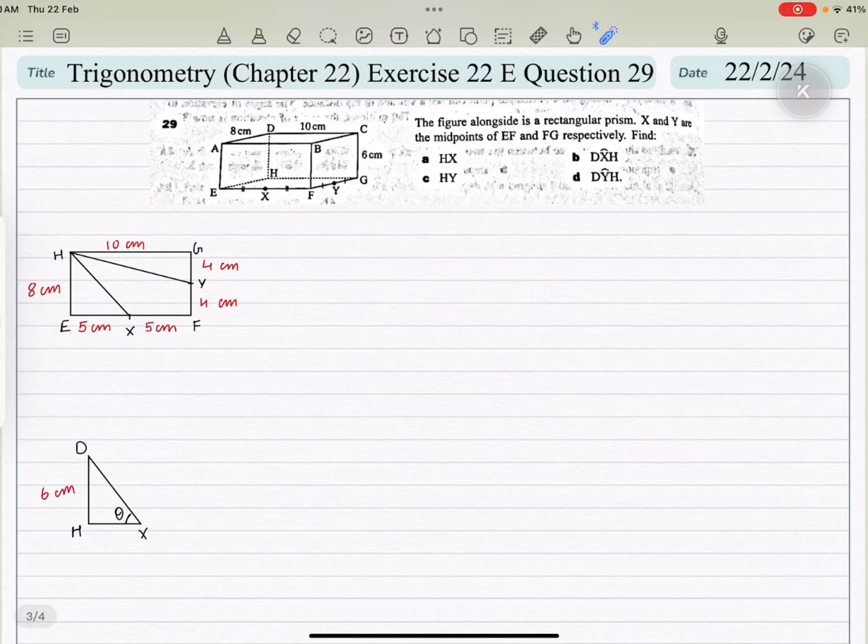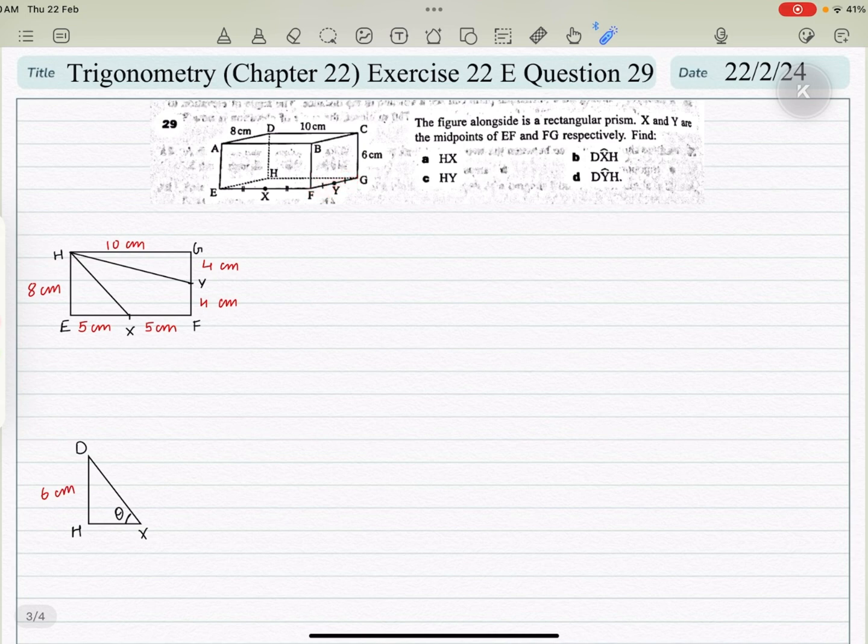Hello everybody, so today we're dealing with Trigonometry chapter 22, exercise 22e, question number 29. It states that the figure alongside is a rectangular prism. X and Y are the midpoints of EF and FG respectively. That is, X is the midpoint of EF, it divides it into two equal parts, and Y is the midpoint of FG, it divides it into two equal parts.